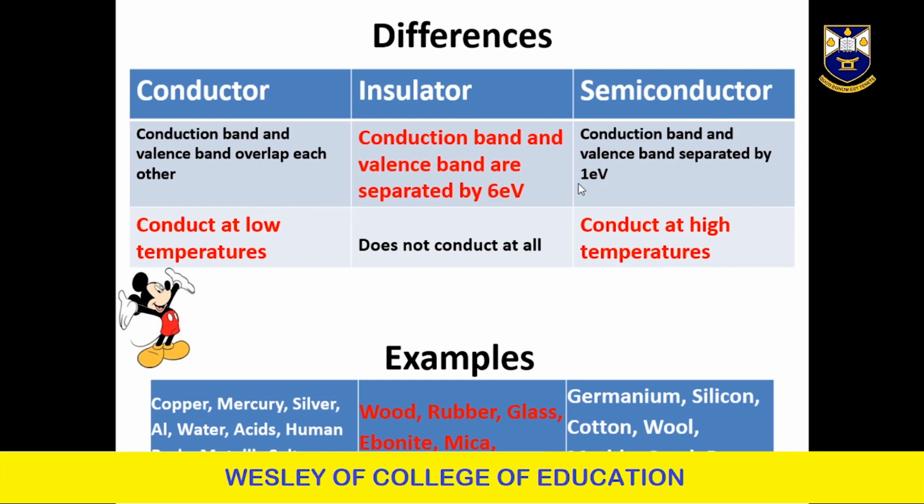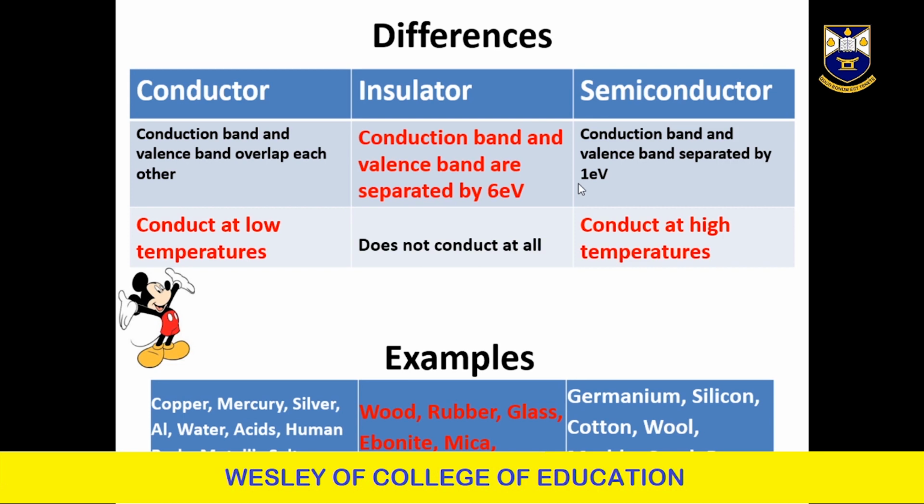Okay, so 6 electron volts, meaning that for electrons in semiconductor which are found in the valence band, they need 6 electron volts of energy to be able to move from the valence band into the conduction band.